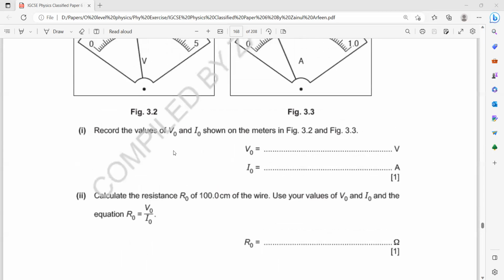Then calculate the resistance of 100 centimeter. How to calculate a resistance? It is V naught divided by I naught. So V naught was how much? The voltage was 2.1 and the current was 0.26. When we divide them, we'll get the resistance, which will be 8.1, and the unit of the resistance is ohm. It's already written there. Just we write 8.1.